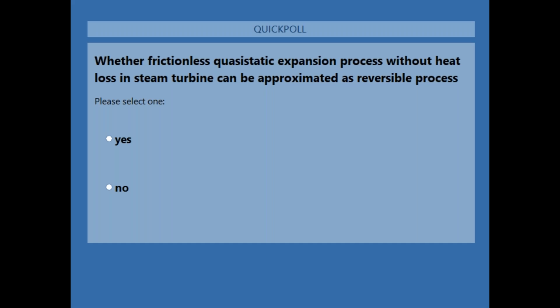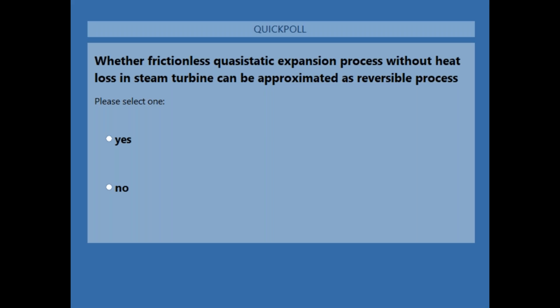We need to be very clear what the answer is. So what is the question? The question is, we are talking about the steam turbine, and what kind of steam turbine are we talking about? We are talking about an insulated steam turbine. Why? Because in the question it is given that there is no heat loss. So when there is no heat loss, it's an insulated steam turbine.